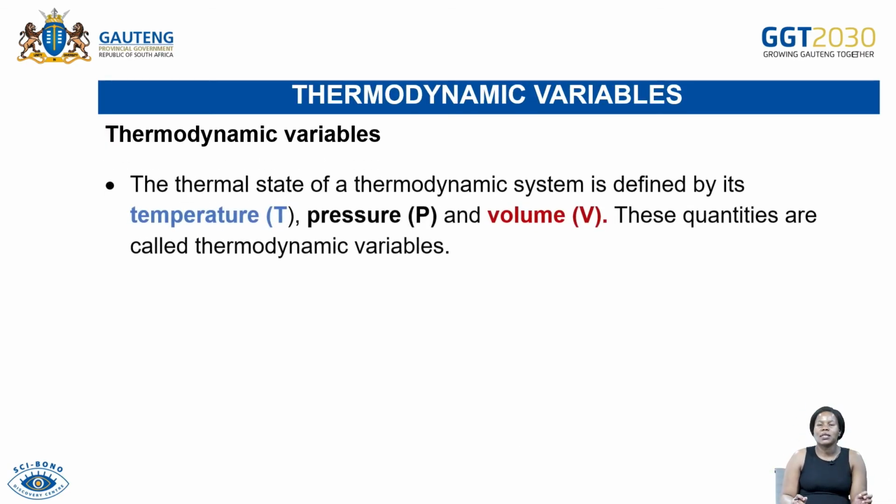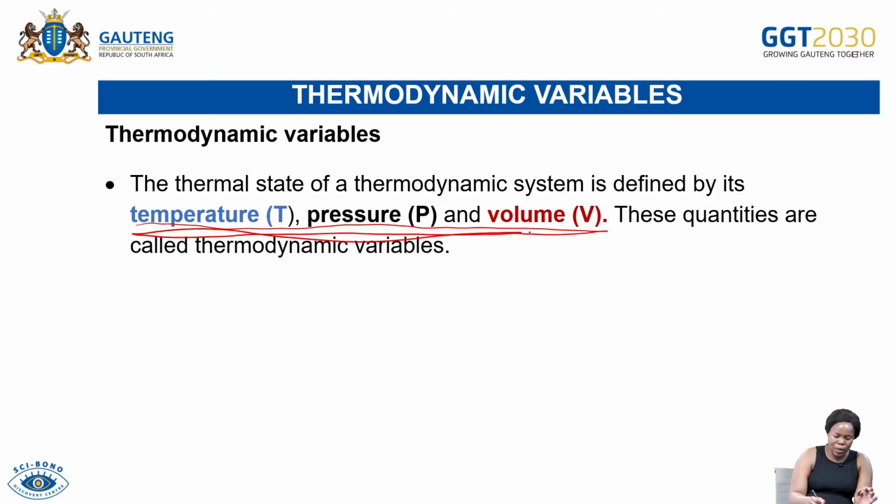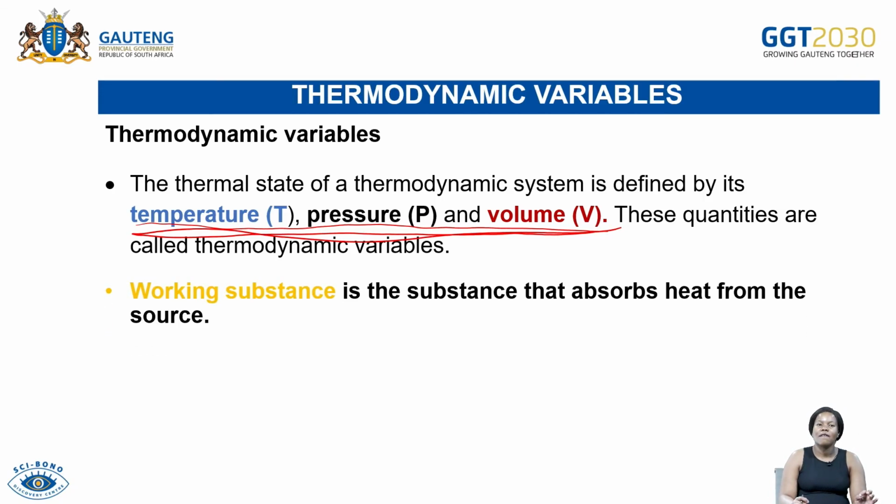The most important things that I want you to take note of are the thermodynamic variables. We've got three of them. The thermal state of a thermodynamic system is defined by its temperature, its pressure, as well as what? Its volume. Those are the three thermodynamic variables that are very, very important. These quantities are called thermodynamic variables.